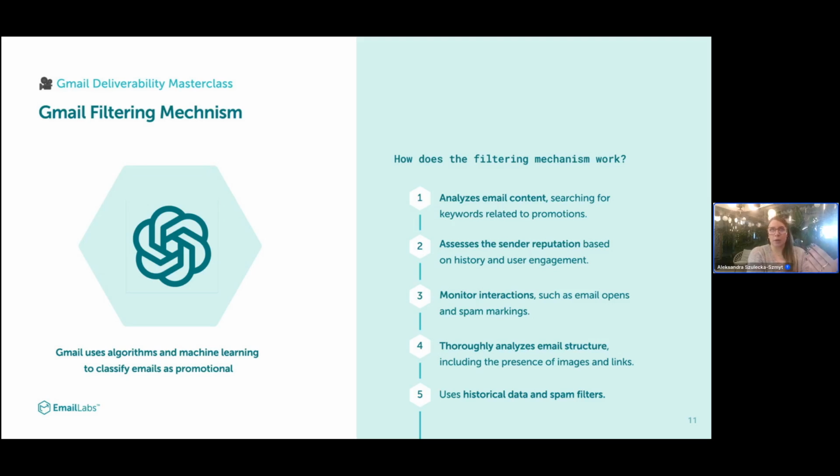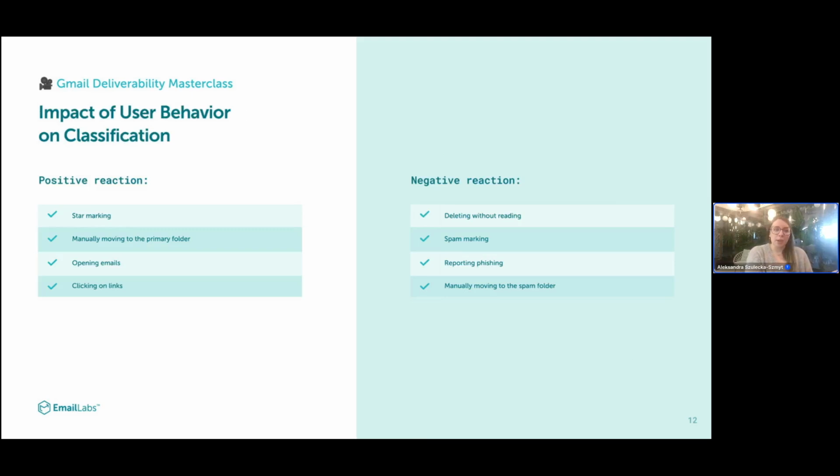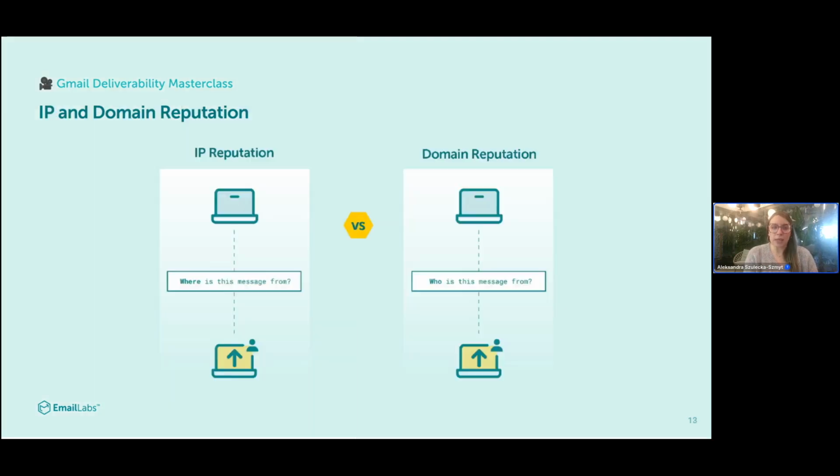And when we are speaking about recipient interaction with email, we can see positive reaction and obviously negative reaction. And what we want with our emails is obviously only positive reaction and positive interaction. And that consists of opening the emails, marking them with the star, clicking on the links, and manually moving them to the primary folder. And negative reaction, the opposite: deleting without reading, marking them as spam, manually moving them to the spam folder, reporting phishing. That's just examples.